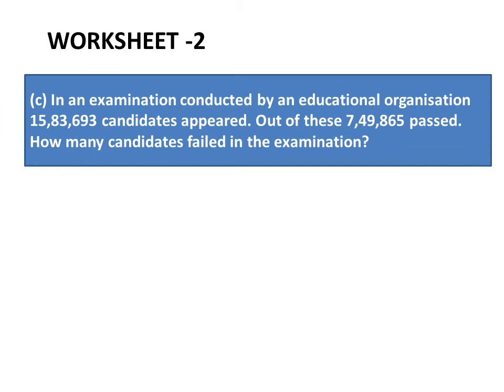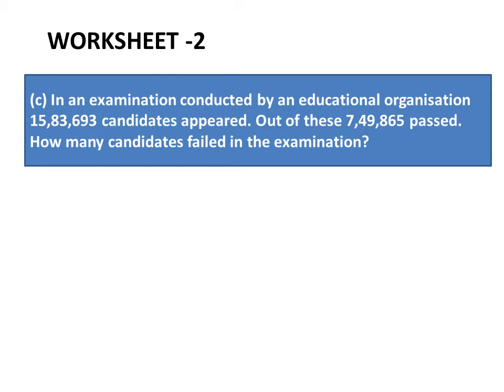Question number C. In an examination conducted by an educational organization, 15,83,693 candidates appeared. Out of this, 7,49,865 passed. How many candidates fell in the examination?